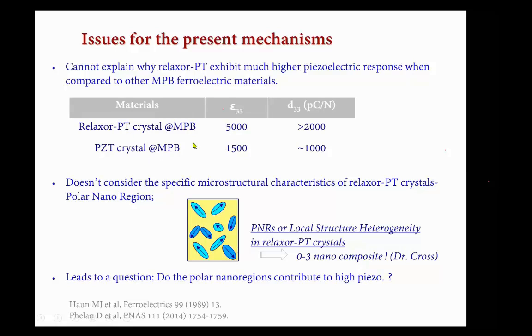So what difference exists here? The above mechanisms, including MPB or domain engineering configuration, don't consider the specific microstructure characteristic of relaxor-PT crystal, that is the polar nano region or local structure heterogeneity. Based on this characteristic, we can regard relaxor-PT as a 0-3 nanocomposite. That means the polar nano region is a 0-dimensional connectivity, and the matrix is a 3-dimensional connectivity. So this is a question: do the polar nano regions contribute to the high piezoelectric coefficient?